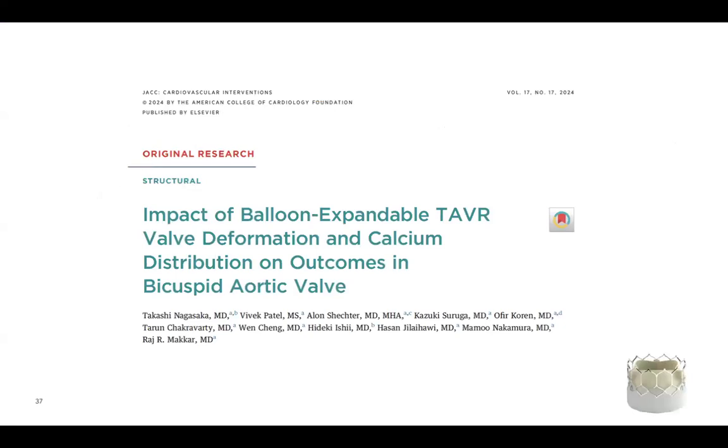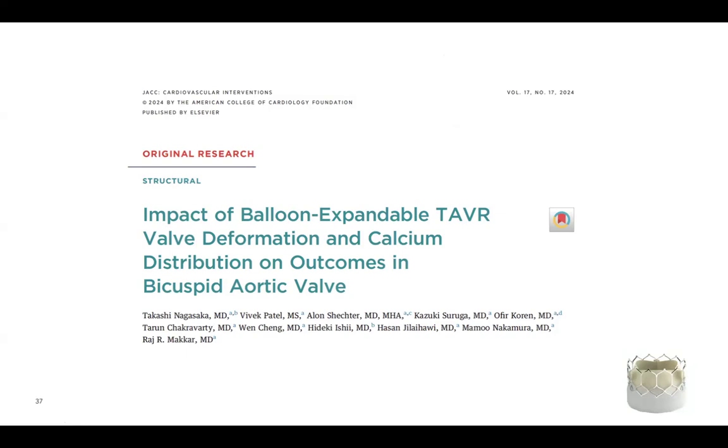So, having said that, I think this is a lot of good news about TAVI and bicuspid, but there is also more concerning news about TAVI and bicuspid. And this is one of the studies I want to highlight, which is very important to me. You can see here, this is a cohort from the Cedars-Sinai group, from Raj Makkar in Los Angeles. I know this center very well.